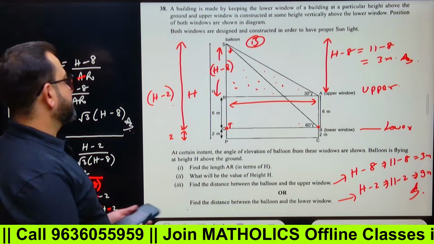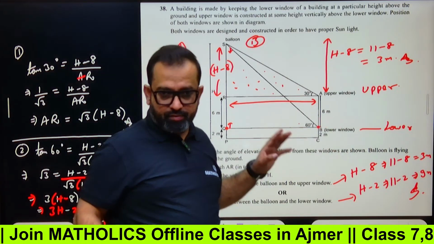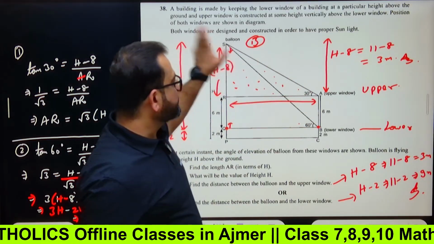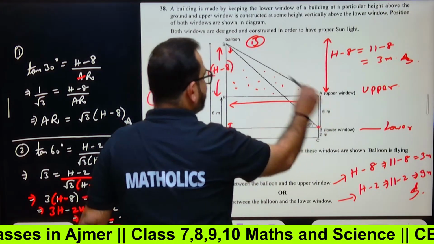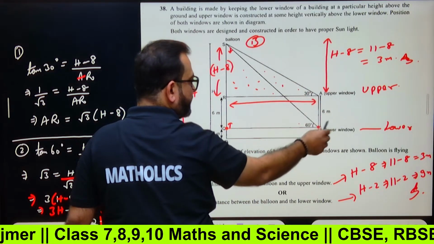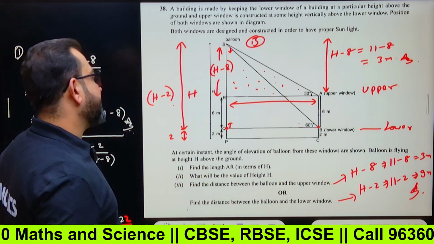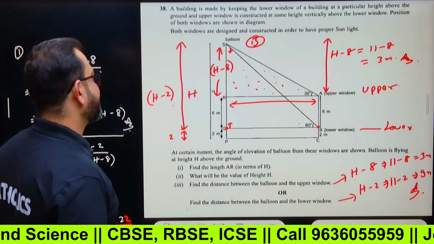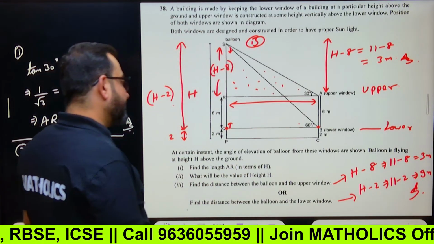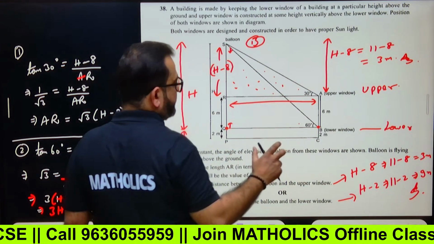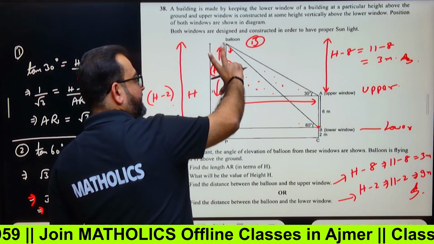Now this is a certain instant. At a certain instant, the angles of elevation of the balloon from these windows are shown. Someone is watching the balloon from the upper window, and someone from the lower window. If you join like this, this is the angle of elevation 30 degrees, and this is the angle of elevation 60 degrees. Now, find the length AR in terms of capital H. Complete height is H, right? This is 6, this is 2, so this will be 8. So the remaining part, SR, will be H minus 8.